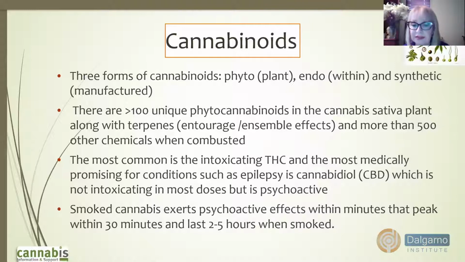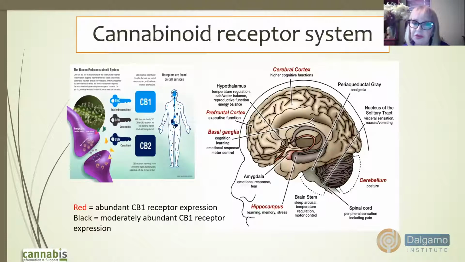Smoked cannabis exerts its psychoactive effects within minutes, and they peak within 30 minutes, and they last 2 to 5 hours when smoked. When the cannabinoids are taken orally, they take much longer to take effect, and they last for a great deal longer. This is a graphic to show you the two main cannabinoid receptor systems that we have in our bodies. There are others being discovered, of course, but these are the main ones, and even then we know very little about them.